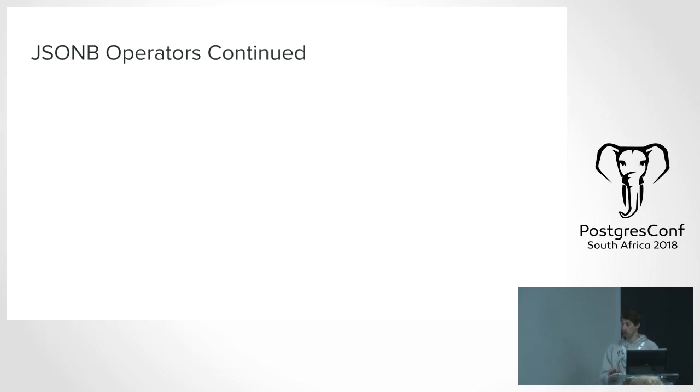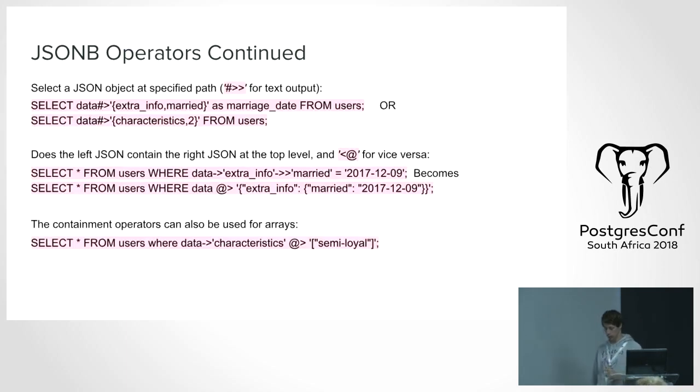Yes. Previous slide. Okay. Let's do that. On the last line, you're using dash arrow to get to characteristics. Can you also use the hash arrow, the path option, to get that first term that you're checking for? Yes, I think that will. Okay, so just important. I'm going to check now.